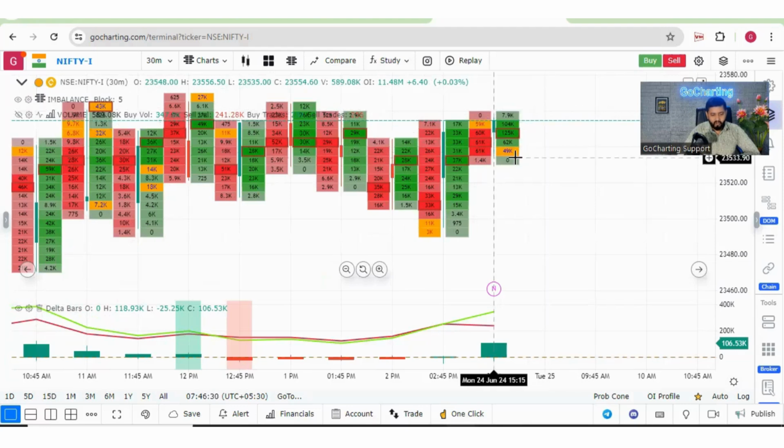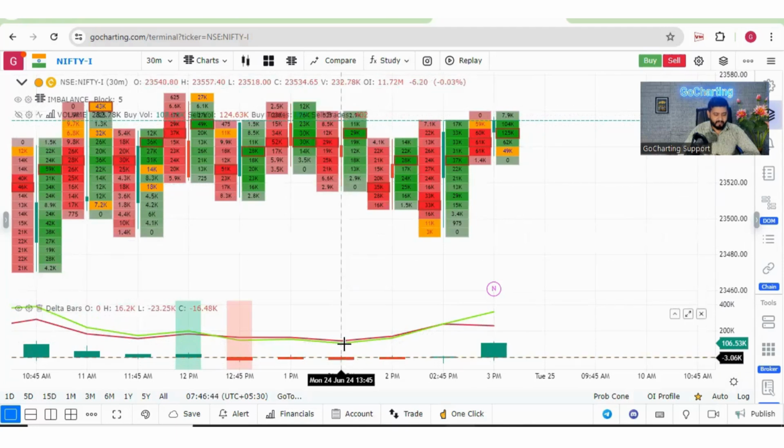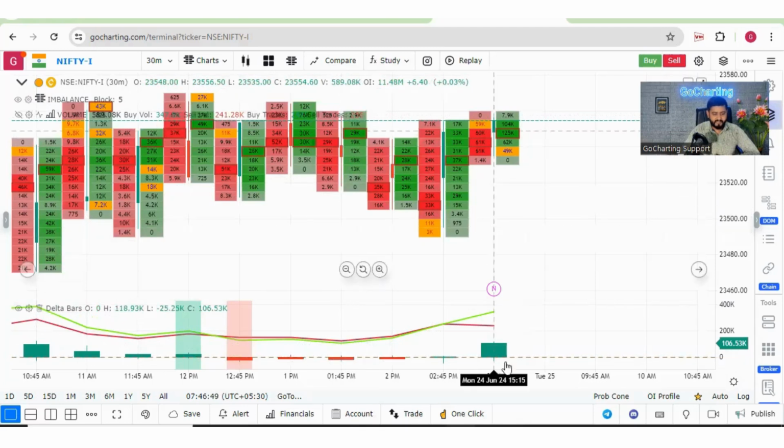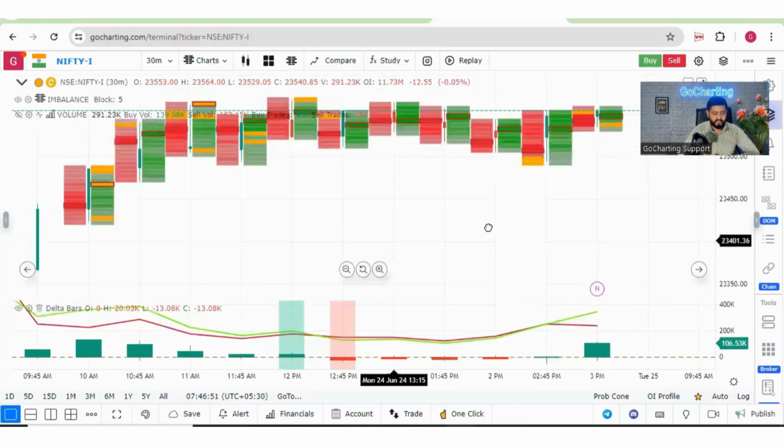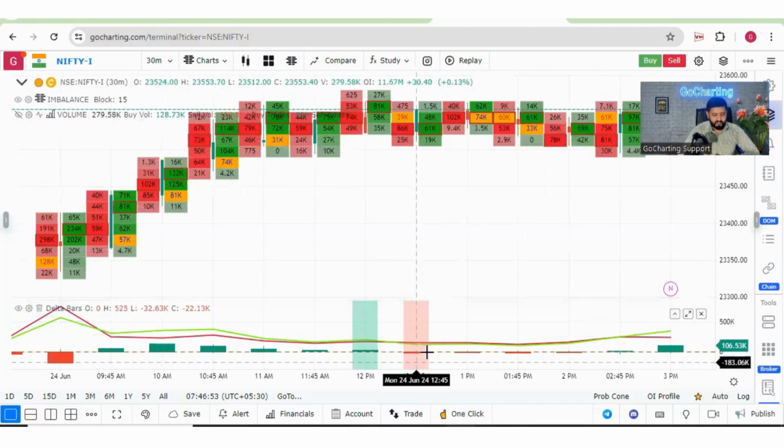So if you add all these orders and subtract all these orders from these orders, you will get this particular delta bar. Okay. So in this candle, there are more number of buyers and in this candle, there are more number of sellers. That is why the delta for this candle is negative and delta for this candle is positive. Okay. So I have already told you about the divergence setting. Now let's get back to our slides.